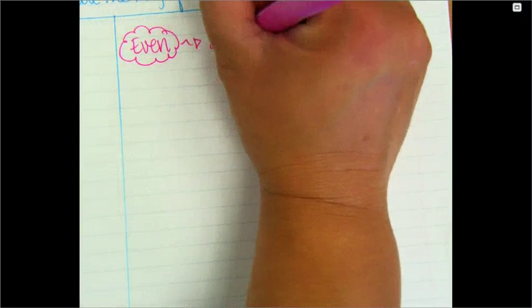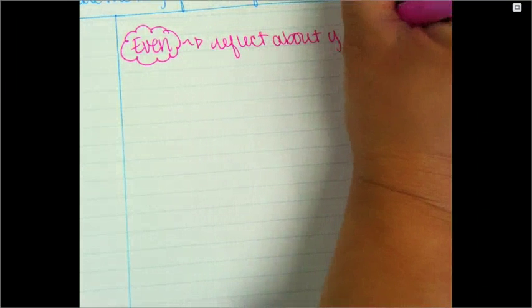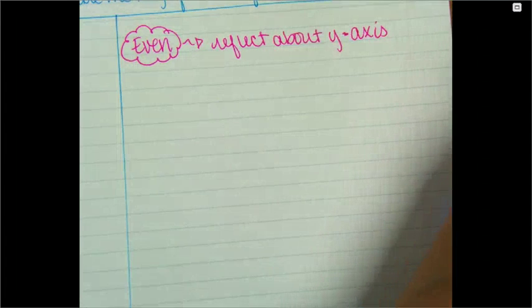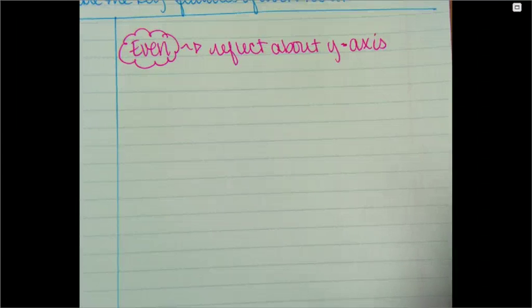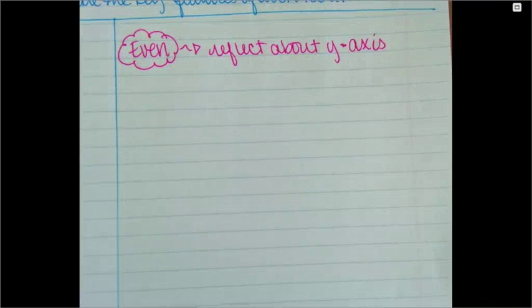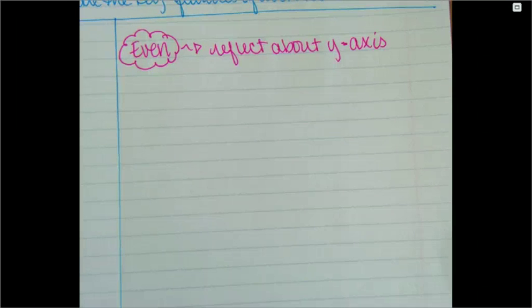All right, let's identify even functions first. For even, you are going to reflect about the y-axis. What do you think makes it even? Why do you think it's called even and odd? What makes it even?